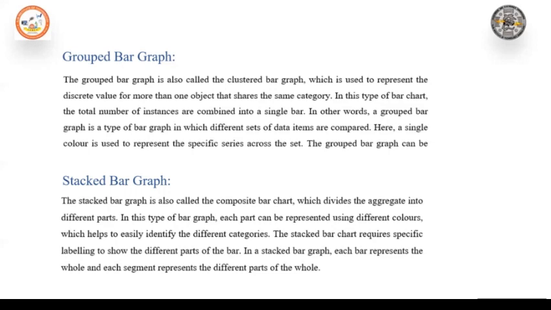Next one is the stacked bar graph. The stacked bar graph is also called the composite bar chart, which divides the aggregate into different parts. In this type of bar graph, each part can be represented using different colors. It helps to easily identify the different categories. The stacked bar chart requires specific labeling to show the different parts of the bar. So in a stacked bar graph, each bar represents the whole and each segment represents the different parts of the whole. So this completes the bar graph.